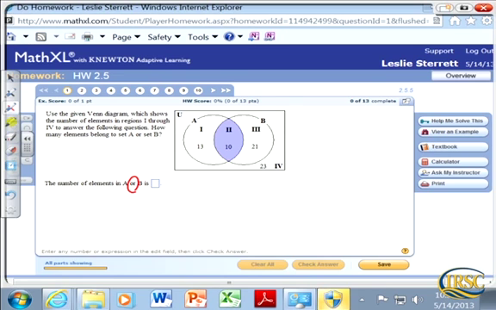So that's the first thing I want you to look for, your key words. Okay, what's the key word in the sentence? Or. And so what does that tell you that you're looking for? The union. Good. So the union means that we're looking for everything that's in A or B. Okay, so what numbers am I adding up? Okay, 13, 10, and 21 is correct in any order that you guys threw it at me. 44?